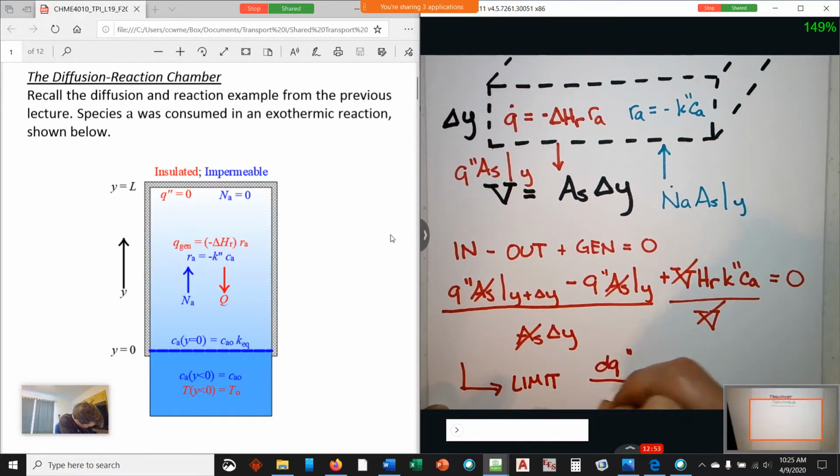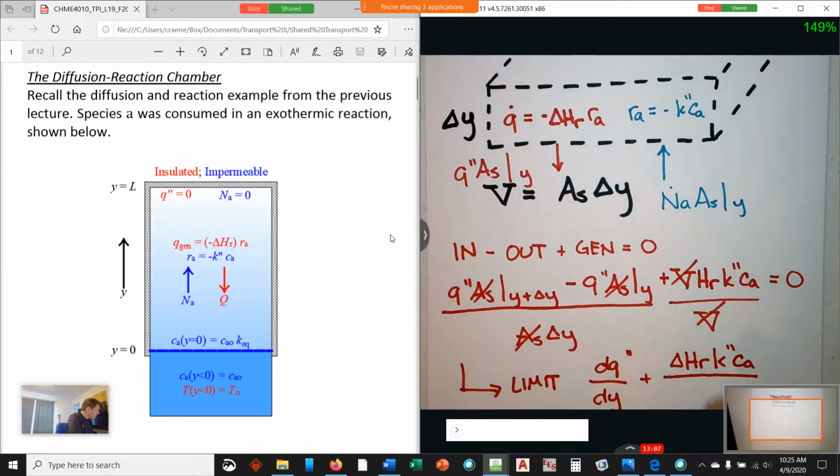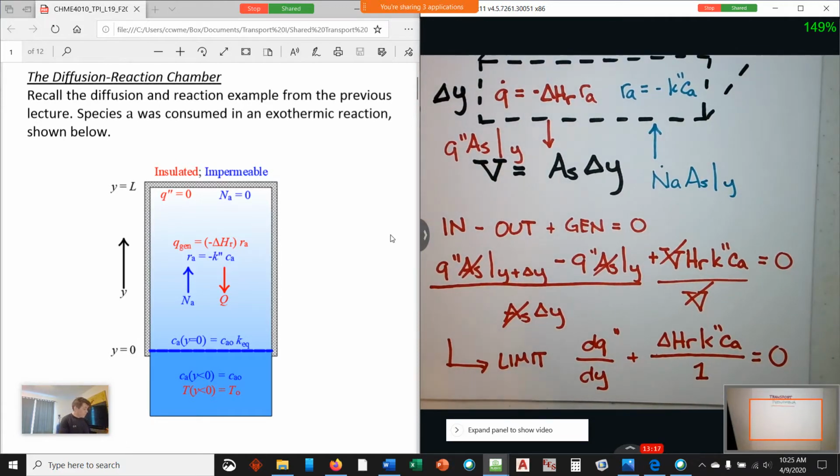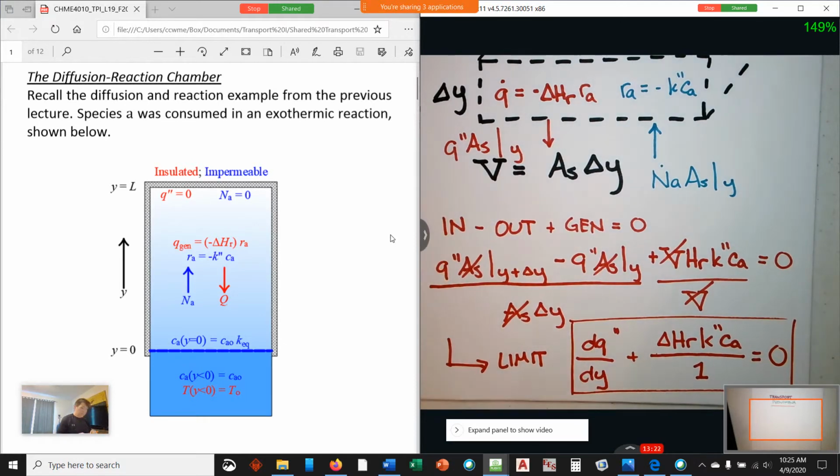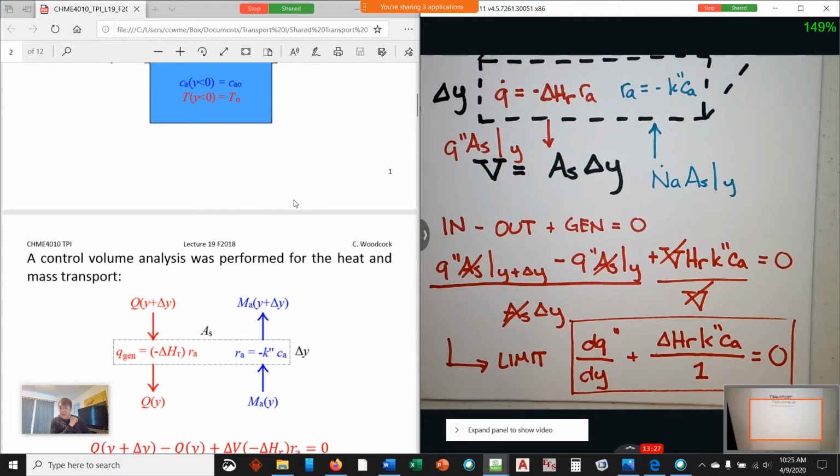Q dy, so I dropped a delta here. Oops, over nothing. We divided volume over volume, and so this over 1 equals to 0. All right. So let's see, we should.